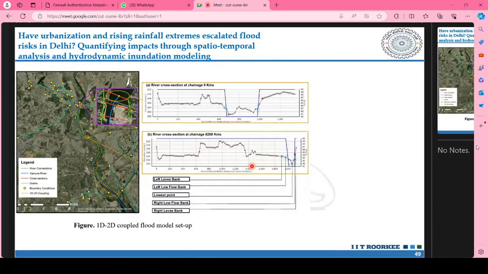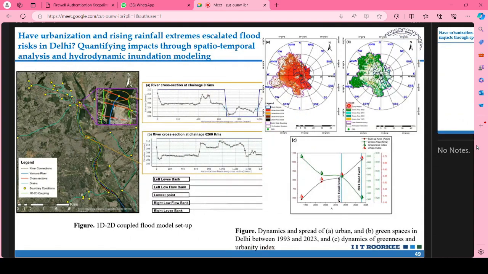This is the flood model setup for the entire Delhi, which was developed in a 1D-2D MIKE+ model. And a very interesting picture: you can see that between 1993 and 2023, the urban built-up area has increased very, very high. And since this urban built-up area has increased, the amount of green fraction, or let's say the trees or vegetation, which can help us in reducing the flood depth, or the flood momentum because of huge infiltration capacity, has also decreased correspondingly.